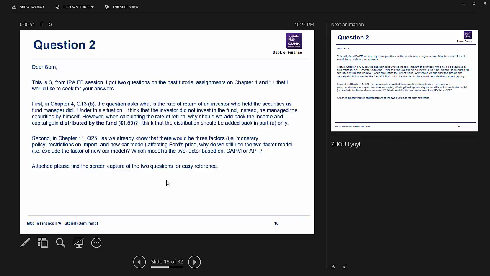However, when calculating the rate of return, why should we add back the income and capital gain distributed by the fund, $1.50? Because if this person was to manage the investment at home, DIY, do it yourself, what has the fund's $1.50 distribution got to do with it? That's the question. Okay, it's a good question.